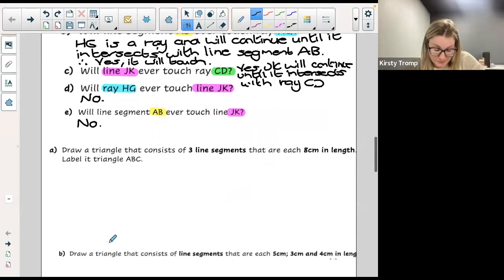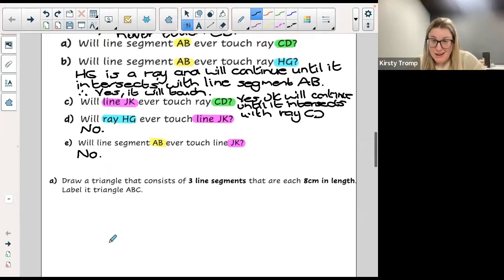All right. Next question says, draw a triangle that consists of 3 line segments that are each 8 centimeters in length. Label it triangle ABC. I want you guys to go give that a try. I want you to try first and I want to see how you guys do this. Just a hint, you might need more than one maths tool to do this.